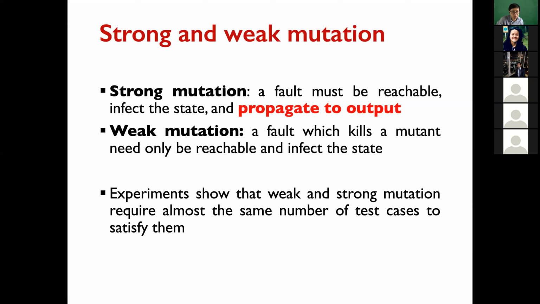A weak mutation doesn't have this propagation part, right? To kill a weak mutant, the fault only needs to be reachable and infect the state. It only needs to reach this line and change the state of the program. It doesn't need to propagate to output. So this is a weak mutation, and it's easier to kill a weak mutation.